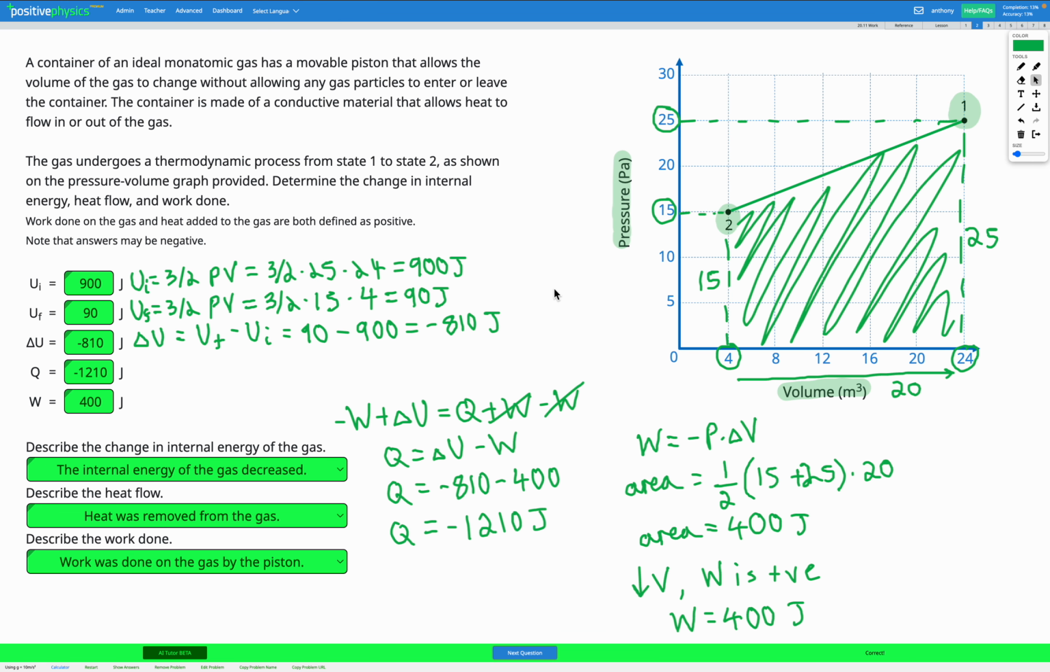So you can see in these questions, we're using three equations. We're using U equals 3 over 2 PV to figure out our initial, final, and change in internal energies from the PV graph. Then we're using the work done equals negative P times delta V equation to figure out our work done. Remember though, if your pressure isn't constant, instead of using P delta V, you're going to find the area under the PV graph and then figure out the sign based on whether the volume increased, in which case we'd have a negative work, or if the volume decreased, in which case we'd have a positive work. Then finally, we'll use the first law of thermodynamics, delta U equals Q plus W, to find any other unknowns.